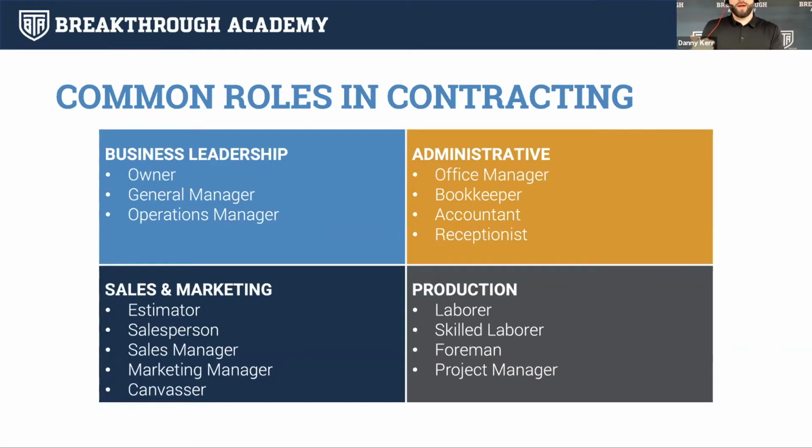But if you look below that, there are subcategories of things you can create out of these, right? This happens more as the business grows, but you've got the owner, the GM, the ops manager, administrative, office manager, bookkeeper, accountant, receptionist. Sales, you might have an estimator, a salesperson, a sales manager, a marketing manager, a canvasser, right? These are all different subsections that can happen.